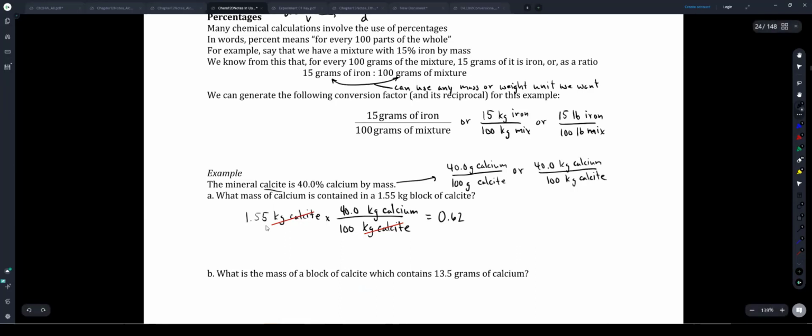The number of sig digs. Good. So there's 3 sig digs here, 3 sig digs here. In a percent, you always ignore the 100. That's not considered part of the sig digs. The sig digs are in the 40. So 3 and 3. So how do I make this have 3 sig digs? 0.620. Good. Kilograms of calcium.